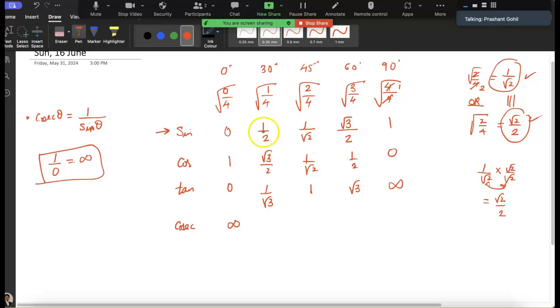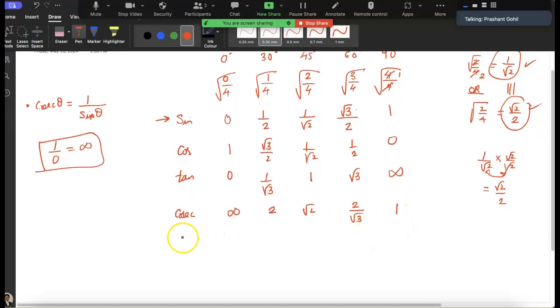What is the reciprocal of 1 over 2? 2 over 1, which is 2. What is the reciprocal of 1 over root 2? Root 2. What is the reciprocal of root 3 by 2? 2 by root 3. You just take the numerator and the denominator and you reciprocal. What is the reciprocal of 1? 1. Okay, so that's your cosec.